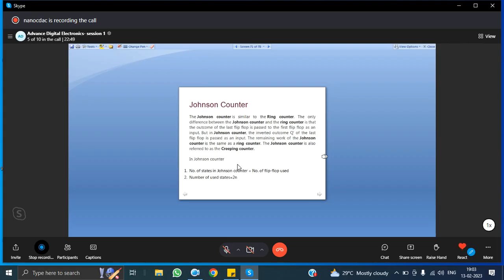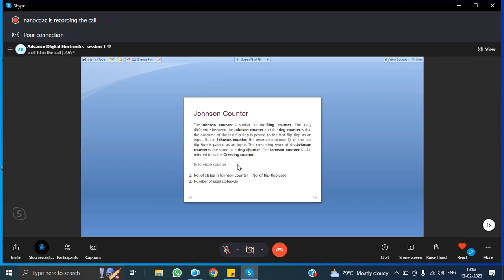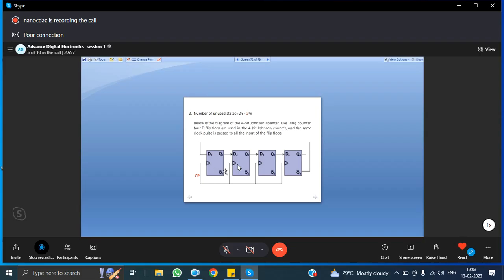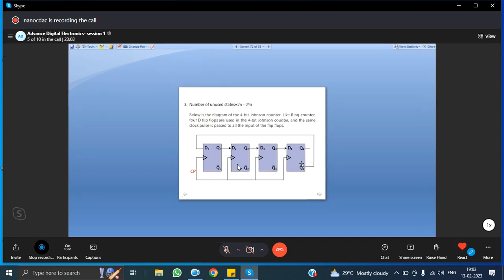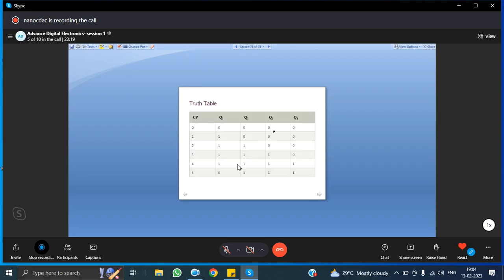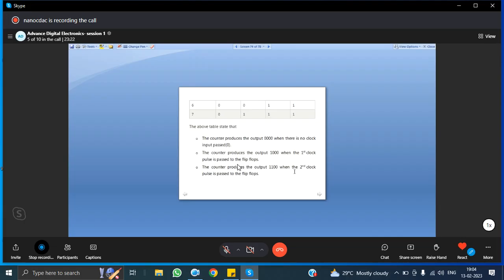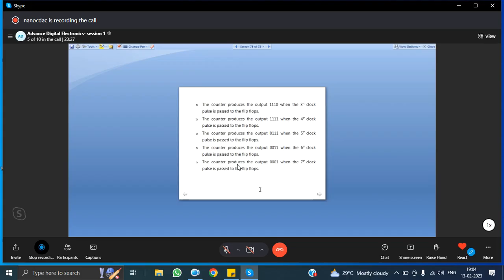The output is passed to the first flip flop as an input. But in the Johnson counter, the inverted output, Q bar of the last flip flop, is passed as input. Here see, whatever the last flip flop output. Normally in the twisted ring counter and straight ring counter, Q4 is taken and given directly to D1. Here the complement of Q4 you are feeding back as an input to the first flip flop. This is what is called a 4-bit Johnson counter. And here you can see the truth table of the 4-bit Johnson counter. Okay, so you can understand each and every step is there.